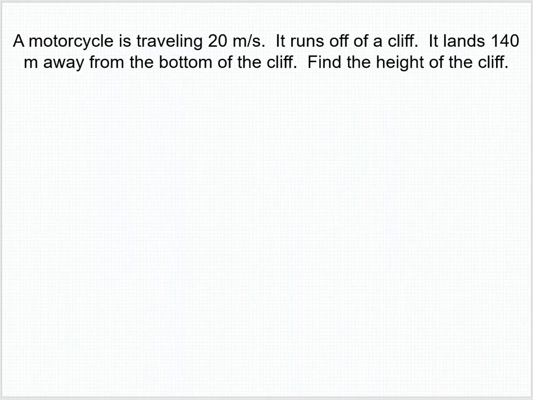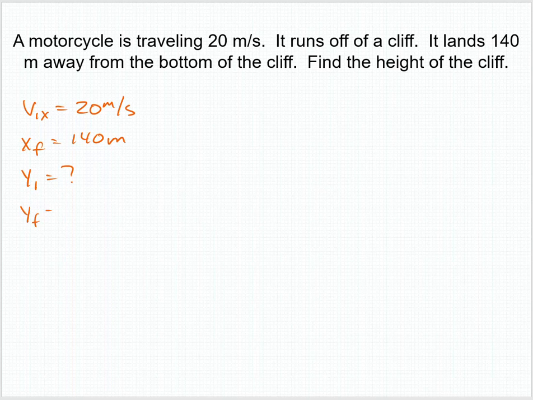So here's our first example. A motorcycle is traveling 20 meters per second. So a motorcycle would be going in the x direction. So this is my initial velocity in the x direction, 20 meters per second. It runs off a cliff. It lands 140 meters away from the bottom of the cliff. So XF equals 140 meters. Find the height of the cliff. So we want to find, that's YI. If it lands on the ground, we can assume YF to be 0.